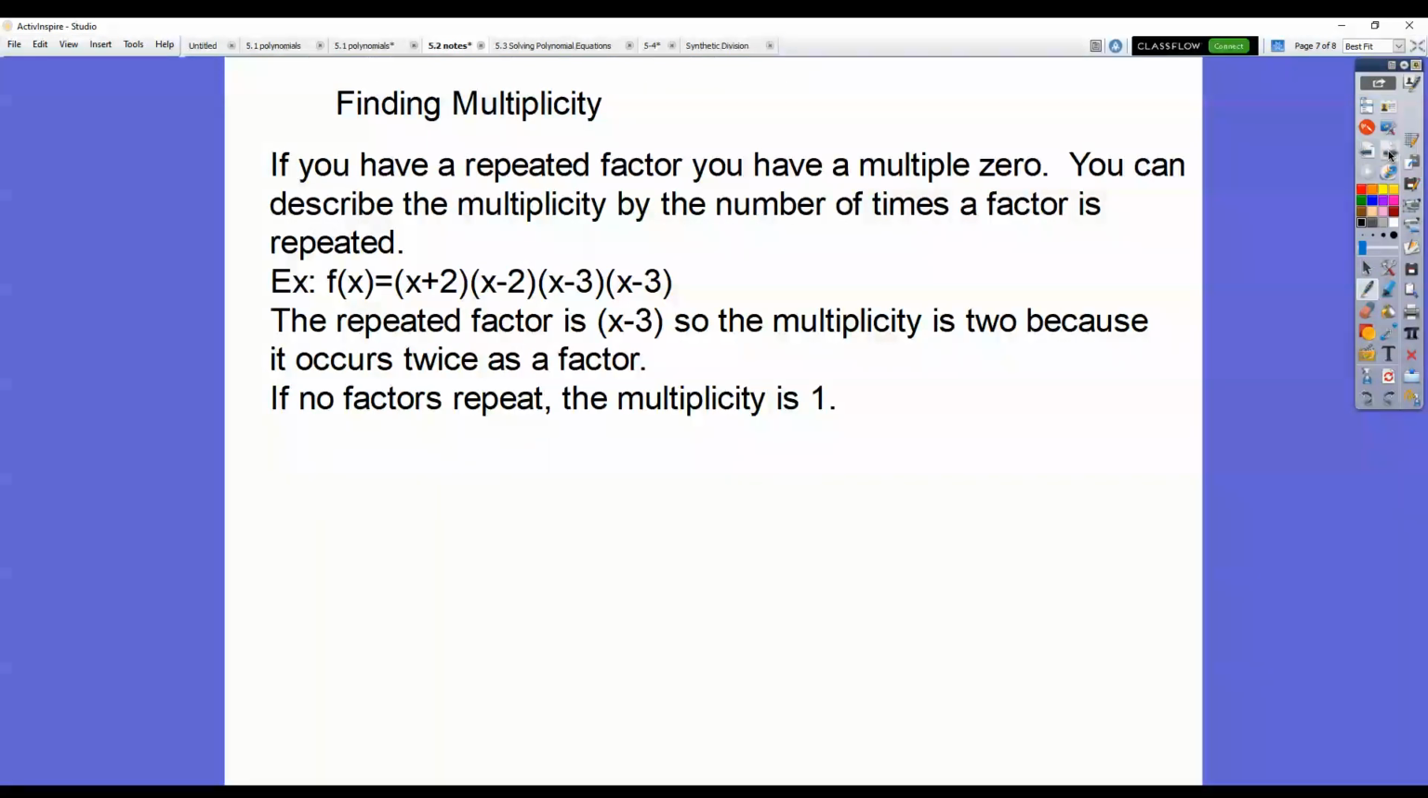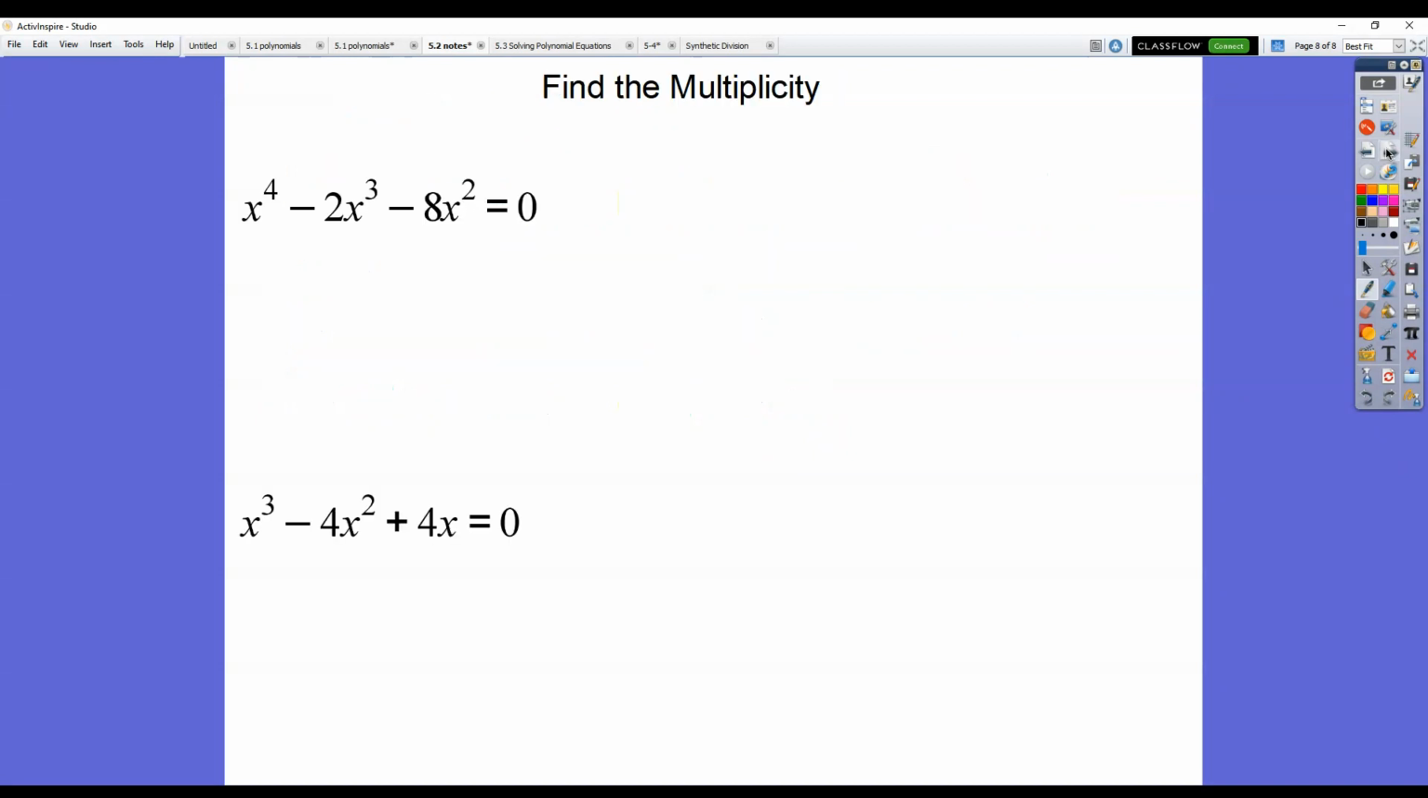Okay, multiplicity. If you have a repeated factor, you have a multiple 0. You can describe the multiplicity by the number of times a factor is repeated. So here, example, this is repeated. The repeated factor is x minus 3, so the multiplicity is 2 because it occurs twice as a factor. If no factors repeat, then the multiplicity is 1. Okay, on the next page, we're just going to factor, then talk about multiplicity.